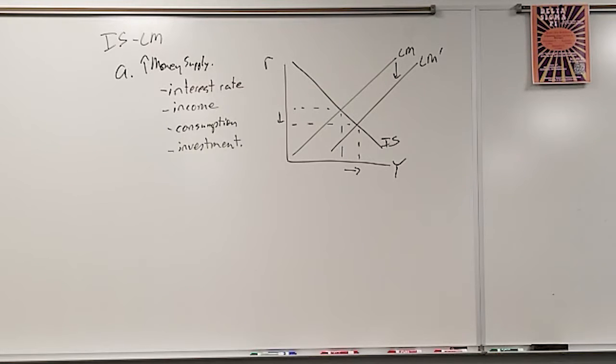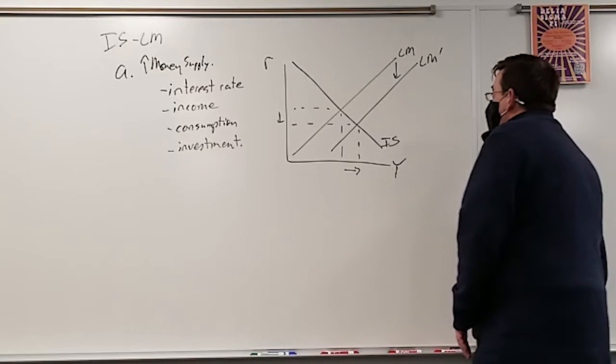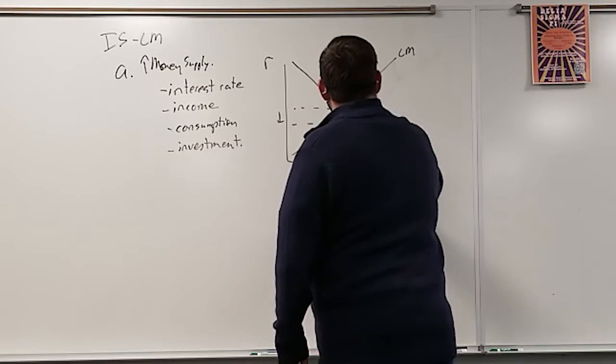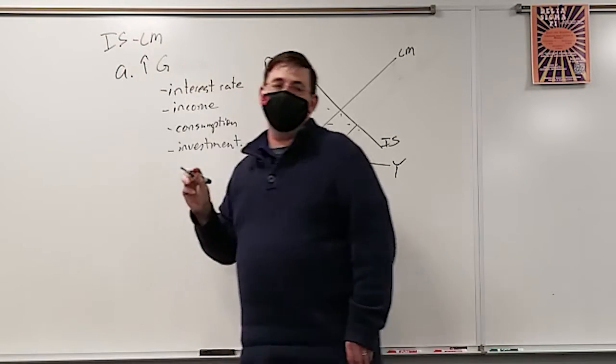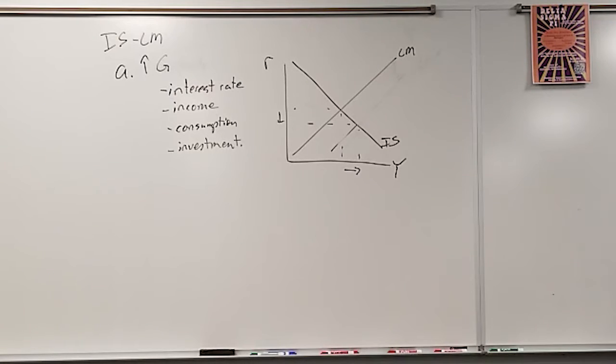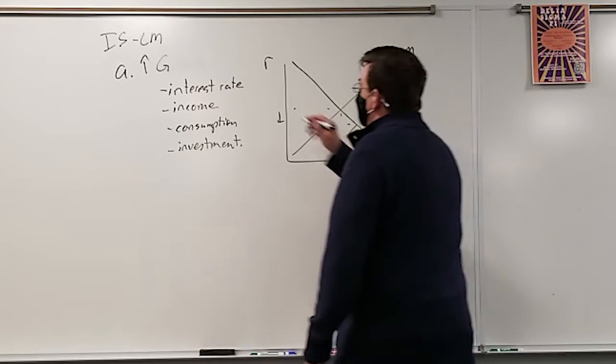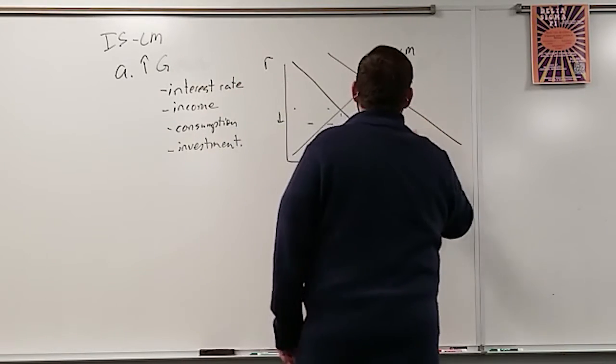Next, what happens if the government increases government purchases? So let's start over. If there's an increase in government spending, what happens? The change in government spending affects which curve? Government spending is fiscal policy, so it's going to be associated with the IS curve. The IS curve is going to shift to the right. Because of the change in government spending, the IS curve shifts to the right.